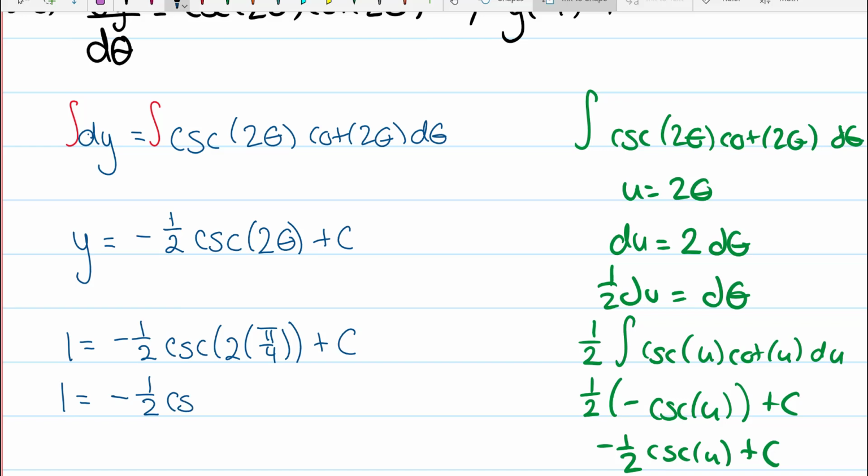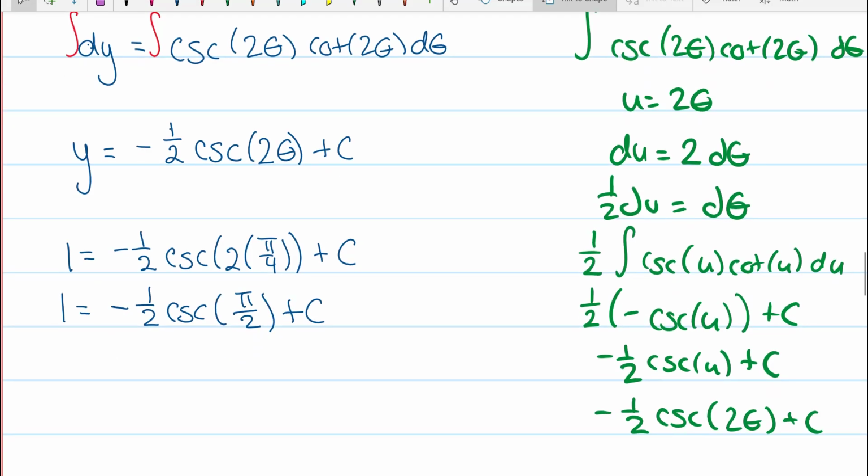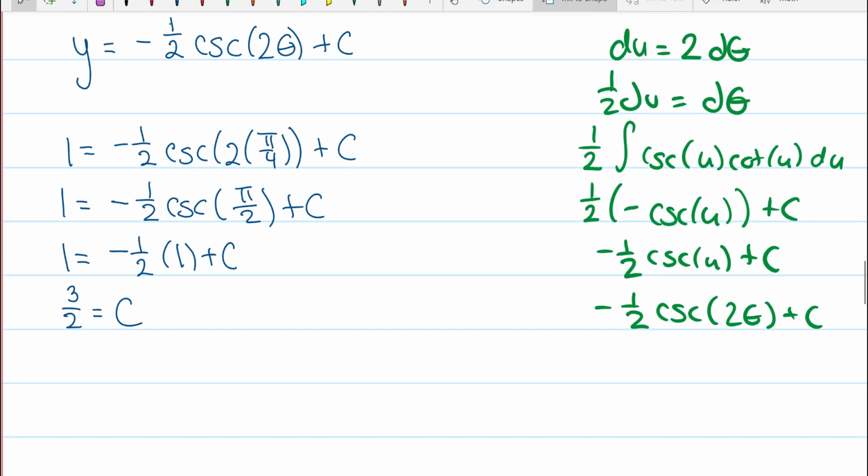So this would be cosecant of pi over 2 plus c. 1 is equal to negative 1/2. Cosecant of pi over 2 is just 1 plus c. So we get 3/2 is equal to c by adding 1/2 to both sides. So y is equal to negative 1/2 cosecant 2 theta plus 3/2.